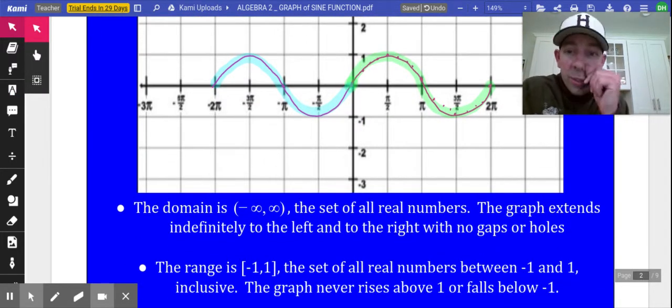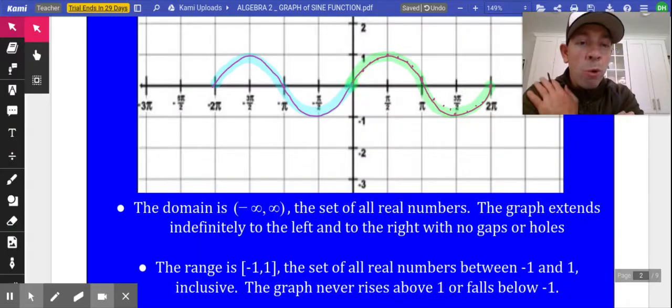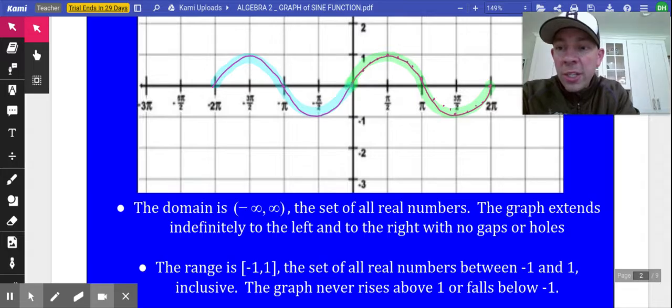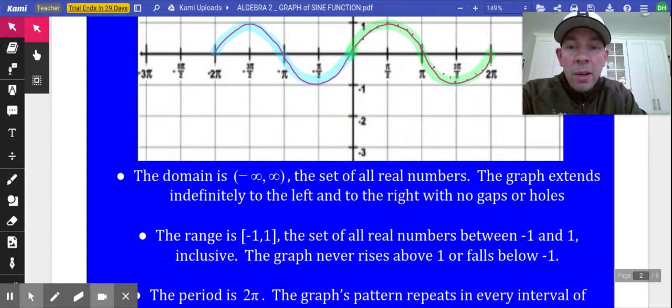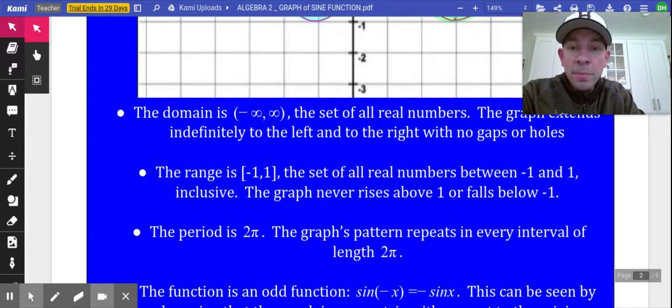The domain, as you could imagine, is the set of all real numbers from negative infinity to infinity, because the graph just continues to bob and weave as you go through. The graph extends indefinitely to the left and the right with no gaps or holes, no discontinuities of any sort. The range is going to be anything from -1 to 1 inclusive. The graph never rises above 1 or falls below -1.